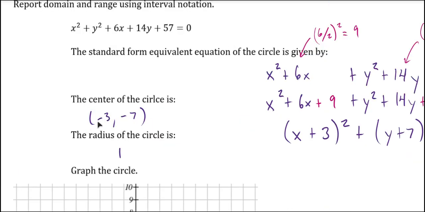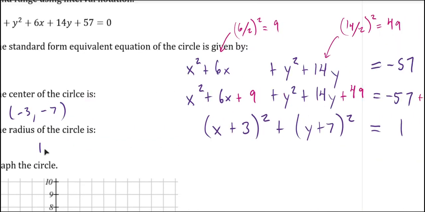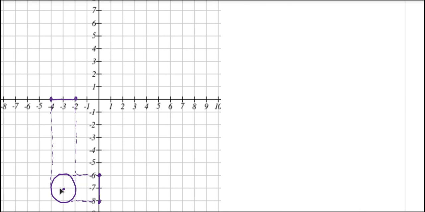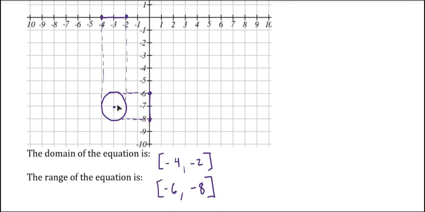So we have a center at minus 3, minus 7. We have a radius of 1. And that gives us something we can graph pretty easily. Notice the domain, or the used x values, are negative 4 to negative 2, and the used y values are negative 6 to negative 8.